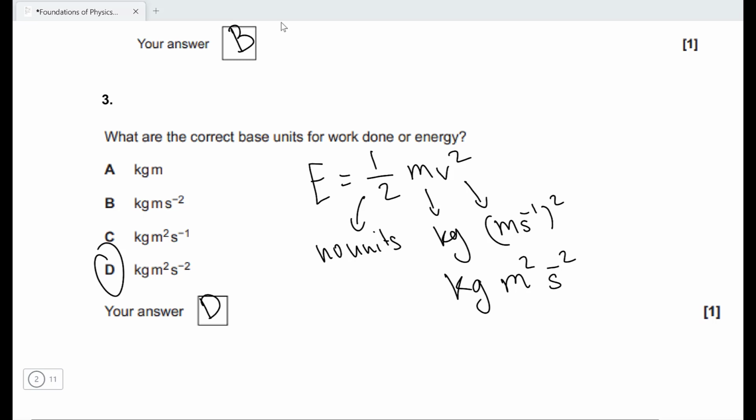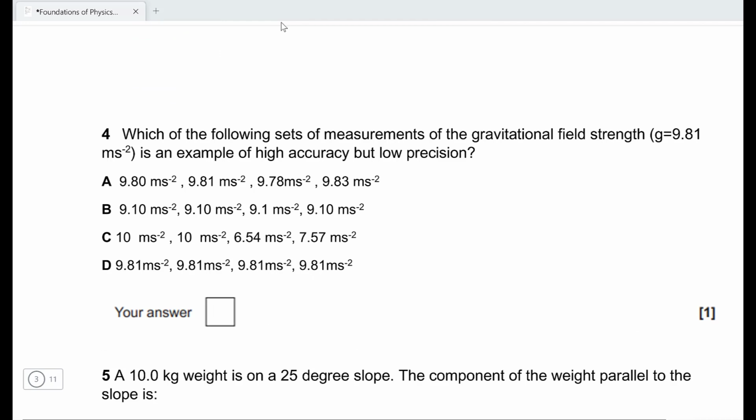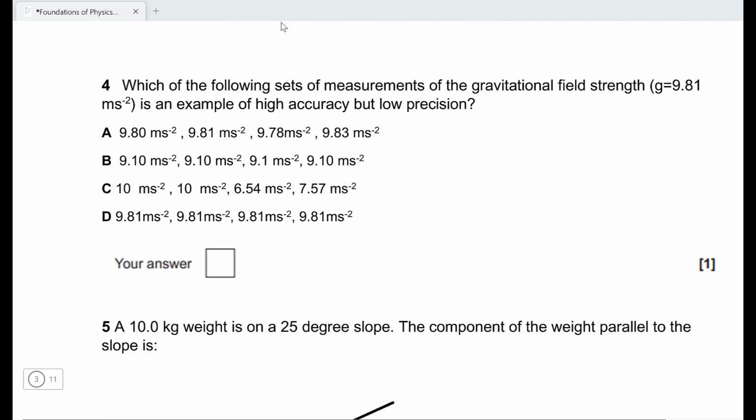Okay, moving on, which of the following sets of measurements of the gravitational field strength g, equal to 9.81 meters per second squared, is an example of high accuracy but low precision? So high accuracy means that it's close to the real value, and low precision means that there's a high spread of results.